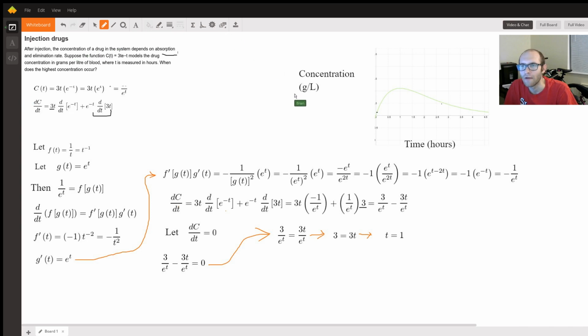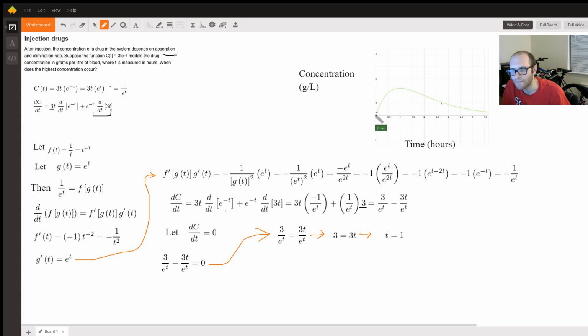So, if we look at the graph, I've plotted 3t times e to the negative t. What we're going to notice is that at time 0, the concentration is 0. Drug concentration gets measured from the blood. So for some injections that are not directly into a vein, into the bloodstream, like insulin that gets injected subcutaneously, at time 0, there is no drug in the blood. It has to be absorbed. Same thing with tablets, anything taken by mouth.